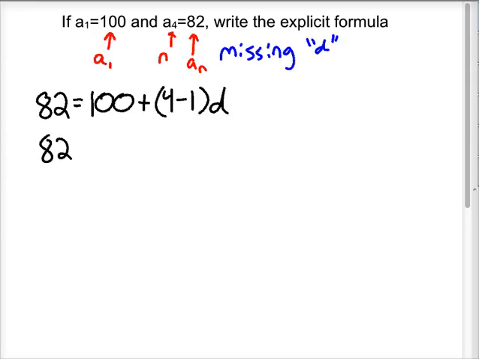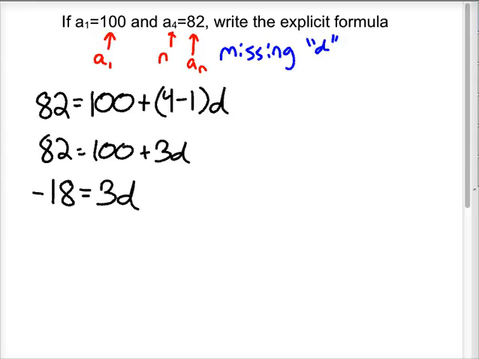I clean this up a little bit. 4 minus 1, well, that's going to give me 3. And now I have to subtract 100 from both sides. I'm trying to get the d by itself. 82 minus 100 is negative 18. Divide both sides by 3, and I get that my d is negative 6. So I have my d now.